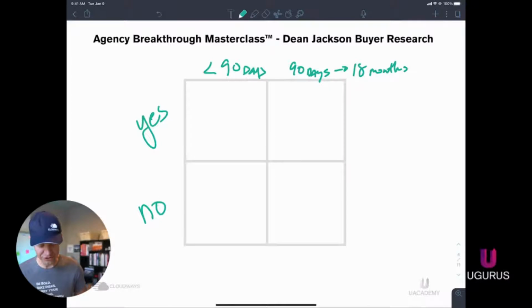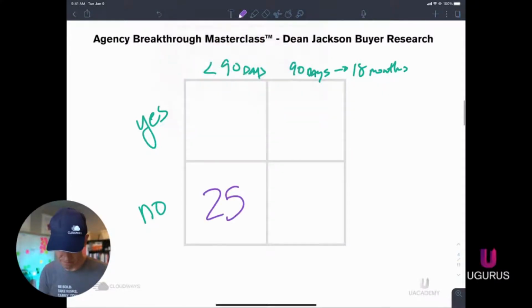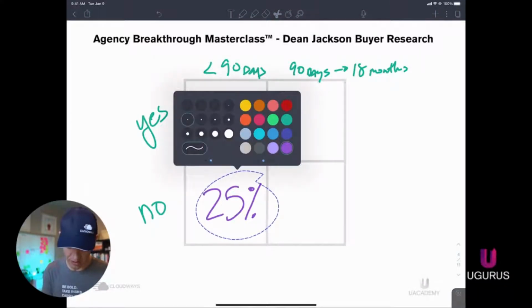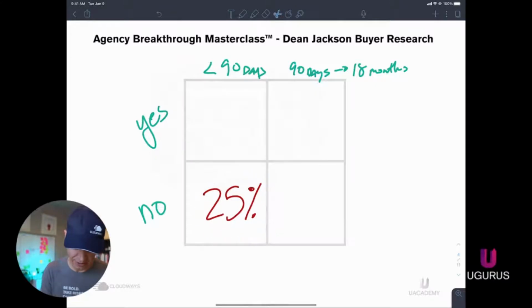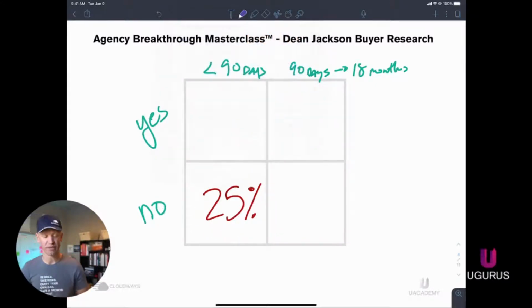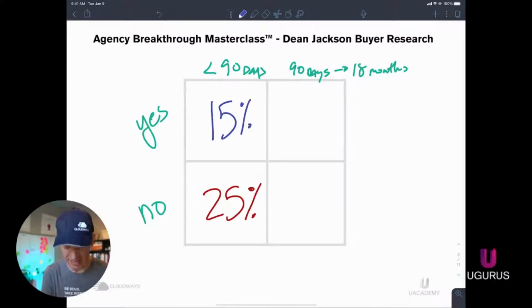And it turned out that within the first 90 days, this group of people that were in the market for something, 25% of them had actually said no. They thought they were in the market for something, and it turned out they made a decision that they actually weren't in the market. They looked at stuff, kicked the tires, thought they wanted to buy something, and within 90 days, they decided, you know what, I'm not going to buy that thing. 15% said, yes, I'm going to buy that thing.